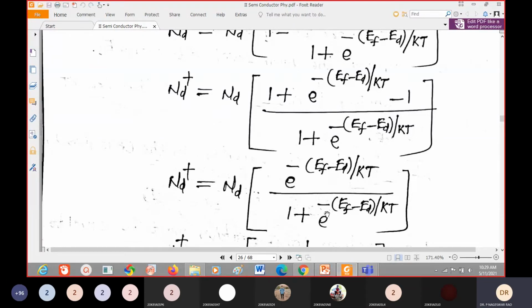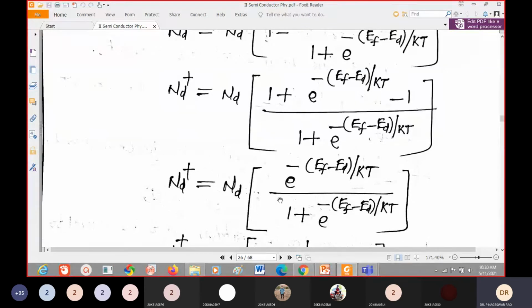Here Ef minus Ed means the energy difference between the Fermi level and the donor level. This is very small compared to kT, so this total term is very small and we can neglect it. We are neglecting the denominator, so Nd plus is equal to Nd into e power (Ef minus Ed) by kT.